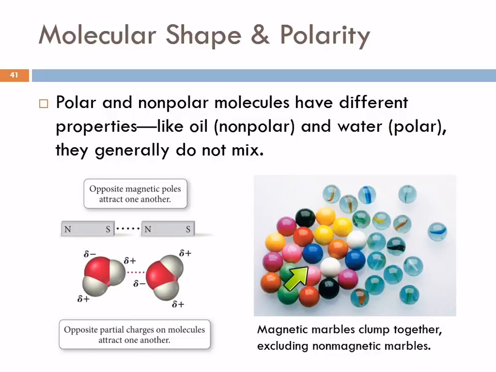And this is what happens with things like oil and water. The water molecules are like the magnetic marbles. They're attracted to each other. They're going to kind of stick to each other. Oil molecules are nonpolar. They don't have the attraction for each other. They don't have the attraction for the water. So the water's sticking together and the oil gets pushed out.